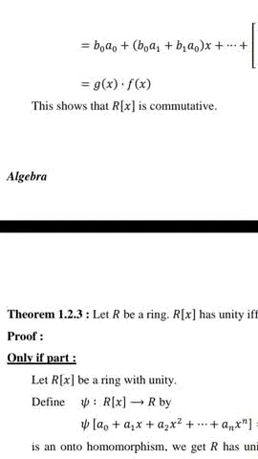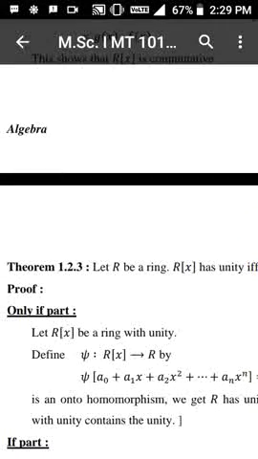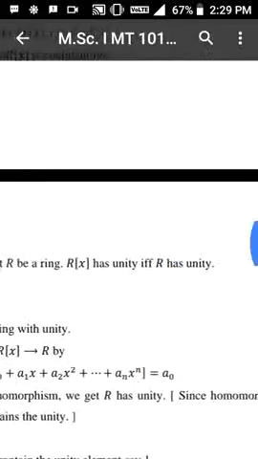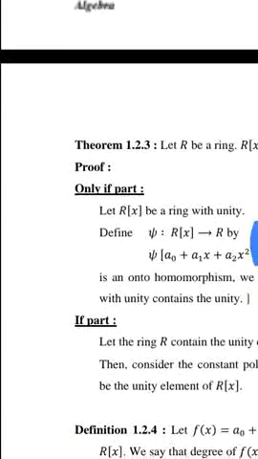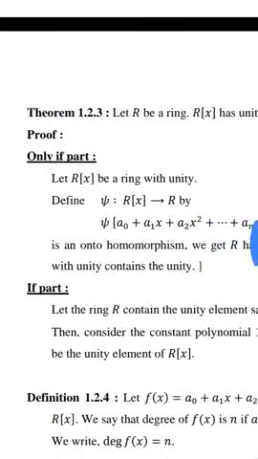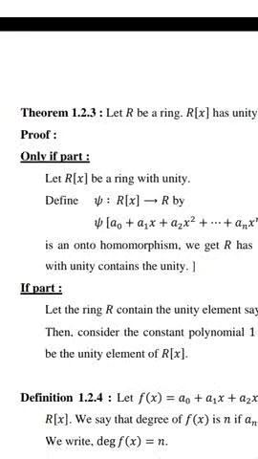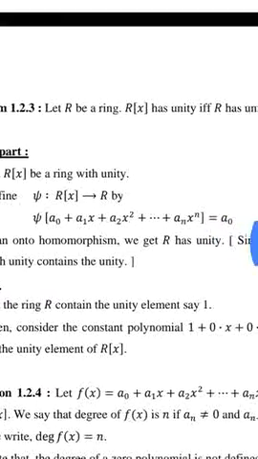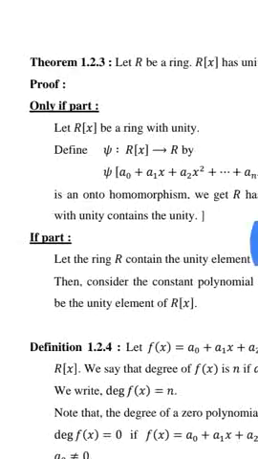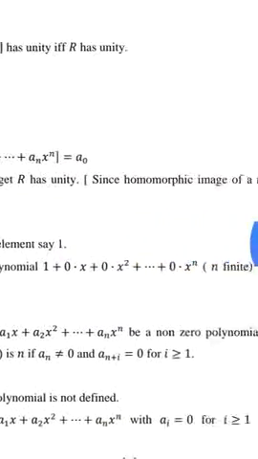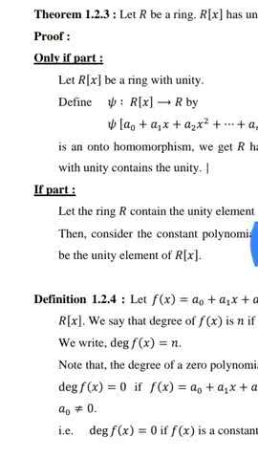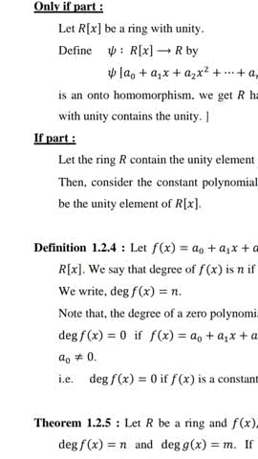Next theorem: Let R be a ring. R[x] has unity if and only if R has unity. Proof, only if part: Let R[x] be a ring with unity. Define ψ from R[x] to R by ψ(a0 + a1x + a2x² + ... + anxⁿ) = a0, which is an onto homomorphism. We get R has unity, since the homomorphic image of a ring with unity contains the unity.